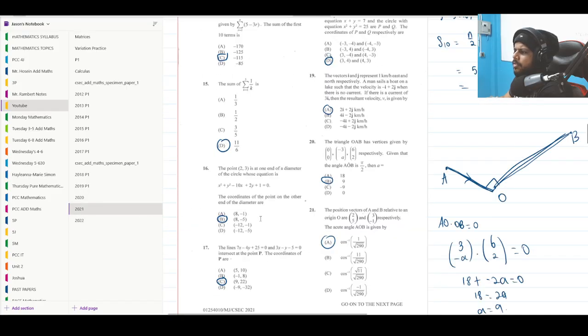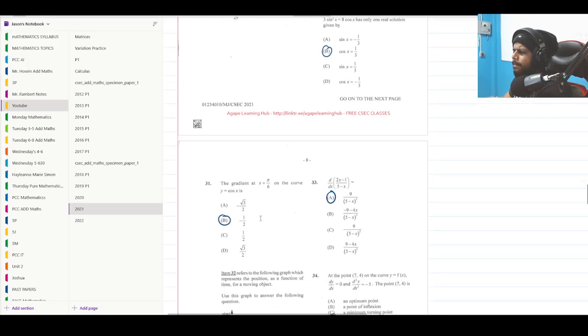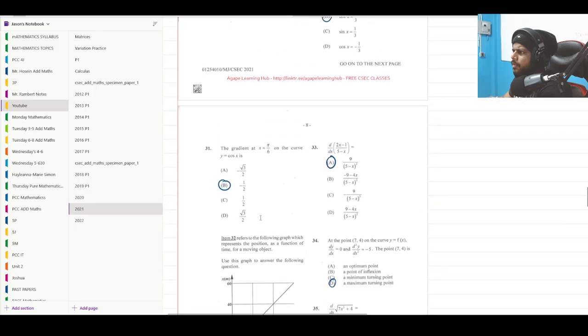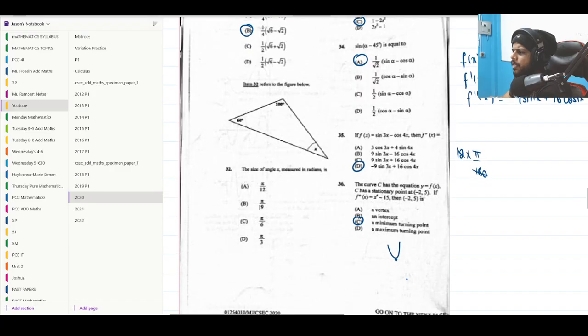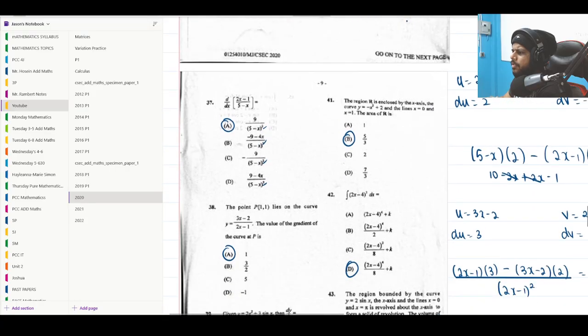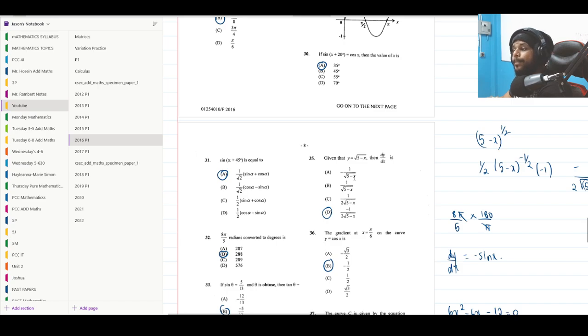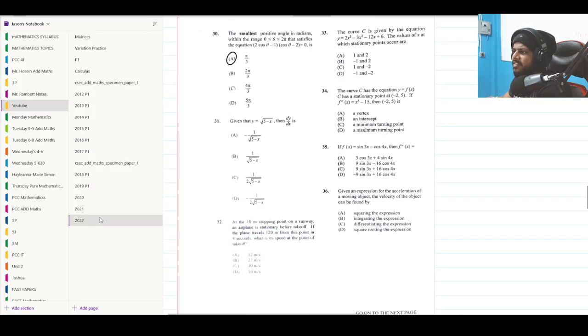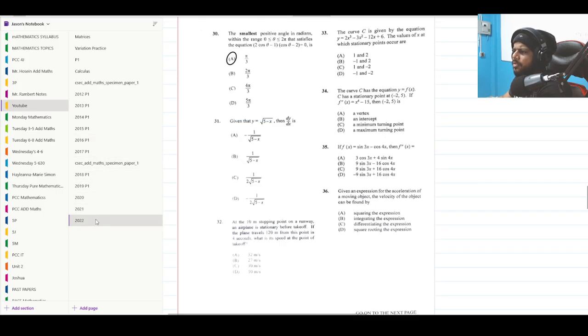31, repeat. That repeat would have come from probably 2020. Calculus, where did the calculus start? 2016 was the solution for this one here. Root of 5 minus x, dy dx. Minus 1 over 2 root 5 minus x.